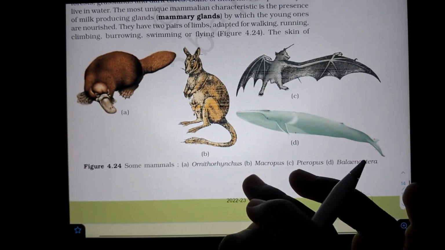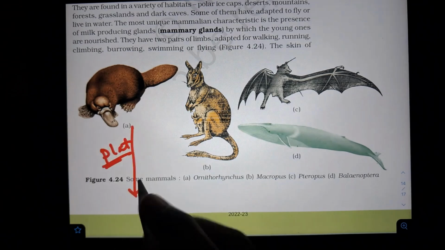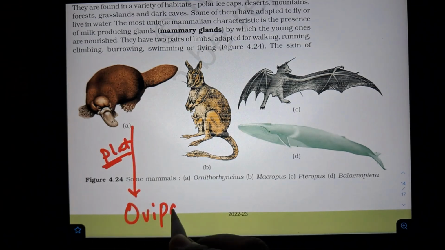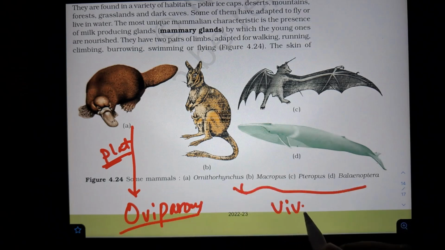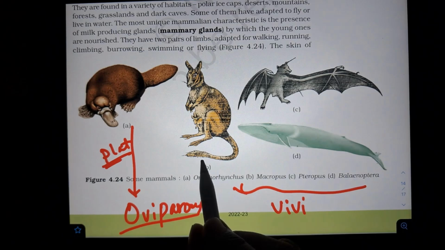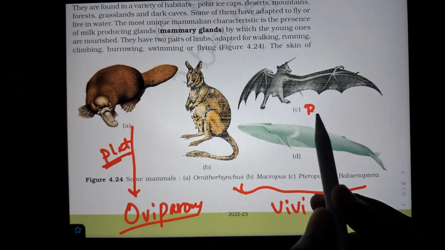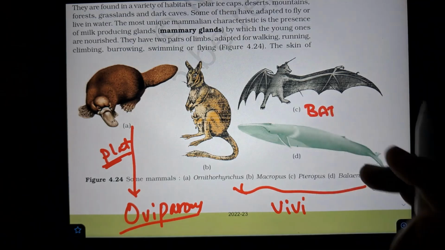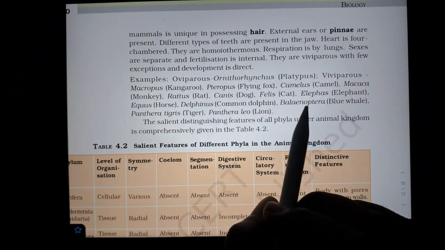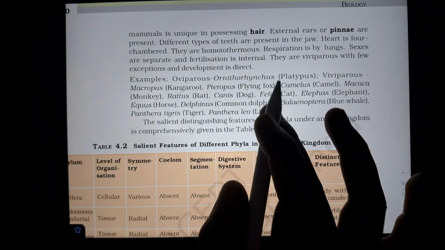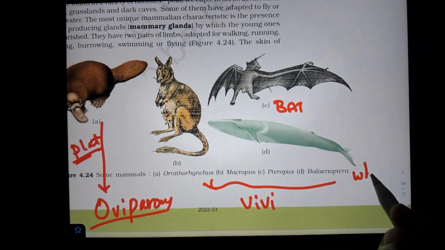Here, this is nothing but a platypus. It is the only exception, being oviparous. The remaining are viviparous. This is the kangaroo, Macropus. Pteropus is the bat, the flying fox. You can see here from the example, the flying fox. And Balaenoptera is the blue whale or whale.